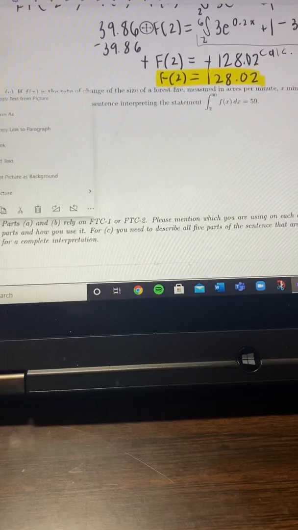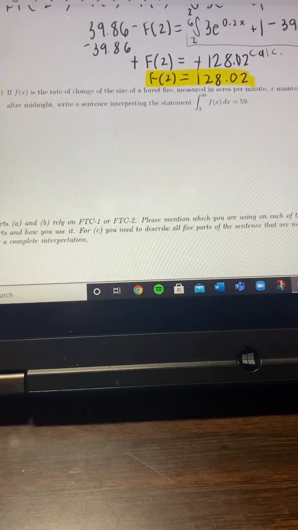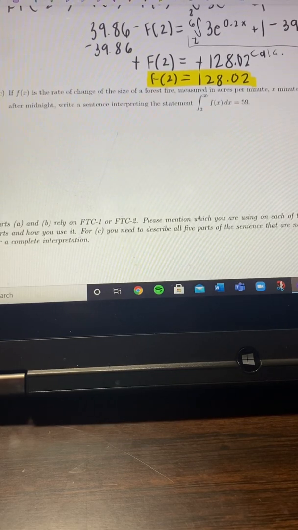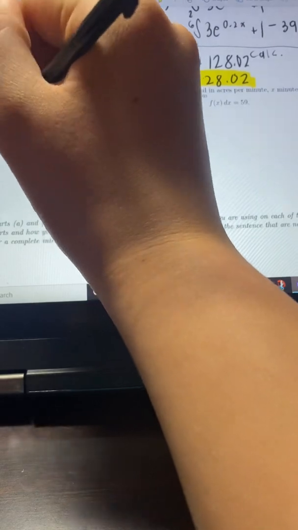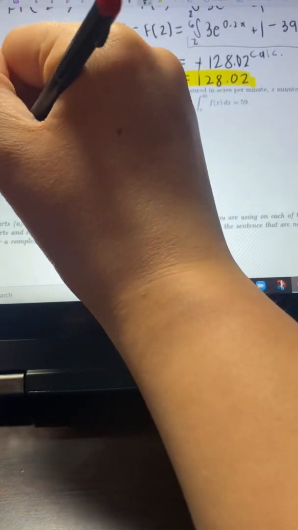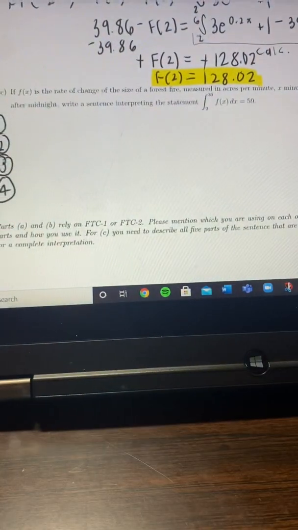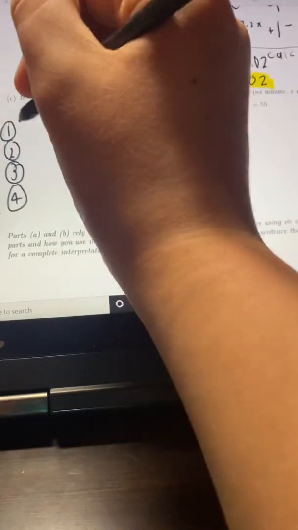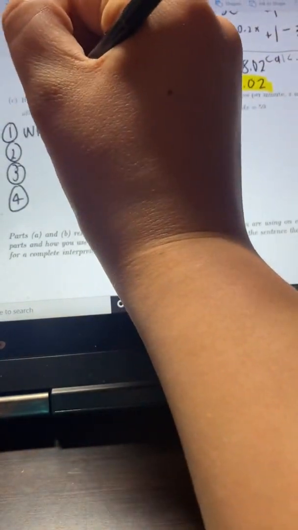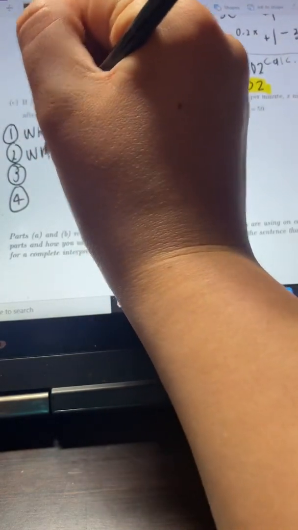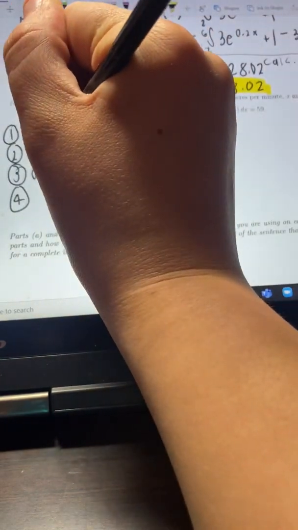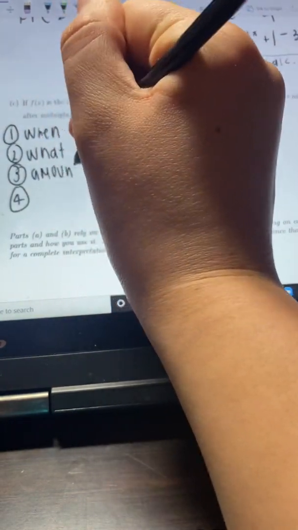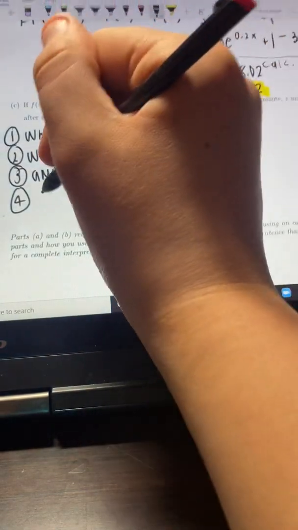And then for part C, there are 4 criteria you want to use when you're interpreting a statement. So for the first one, you're going to use when. For the second one, what. For the third one, amount. And for the fourth one, units.